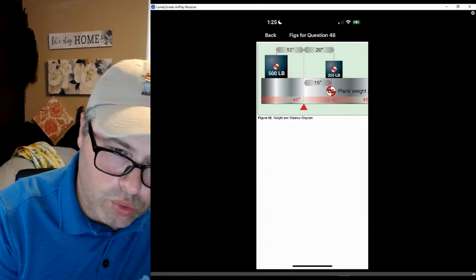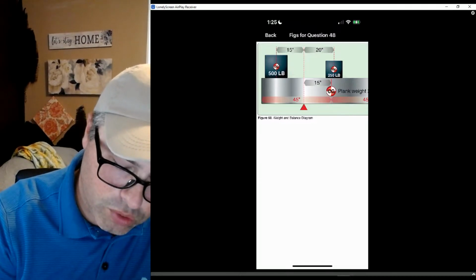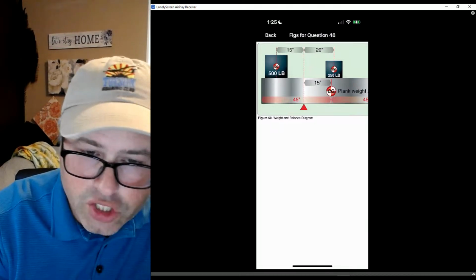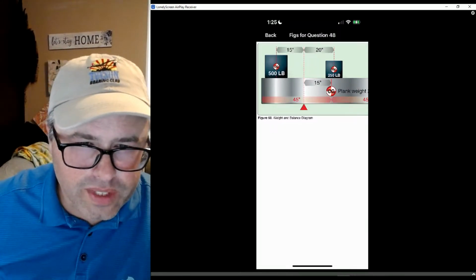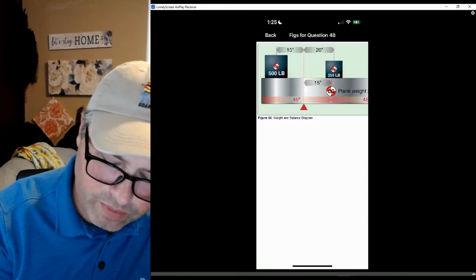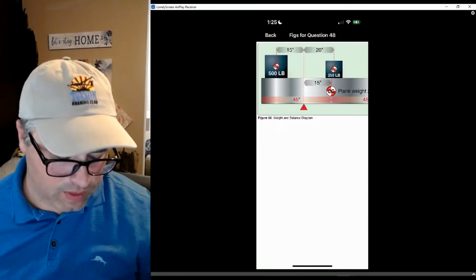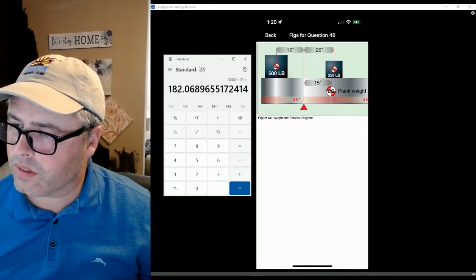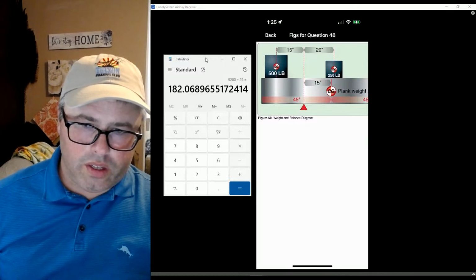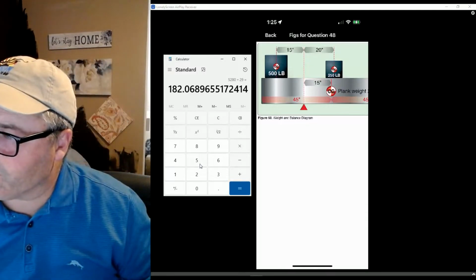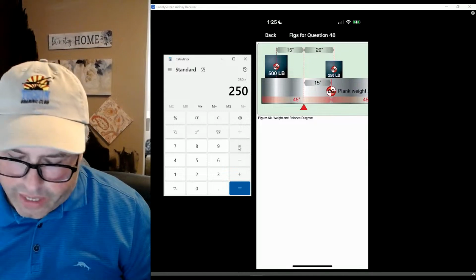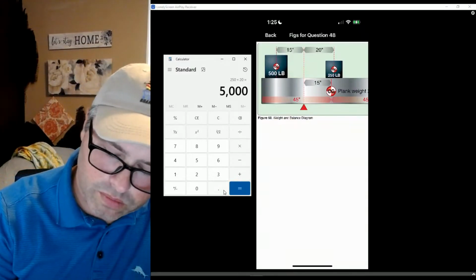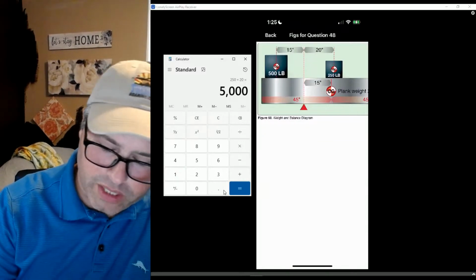Item, 250-pound weight. Weighs 250 pounds. The arm is to the right. It's at 20 inches. You can see the 20 above. Okay, 20 inches. Go to this guy right here. 250 pounds times 20 inches is 5,000. Use your 4-function calculator. That's your moment.